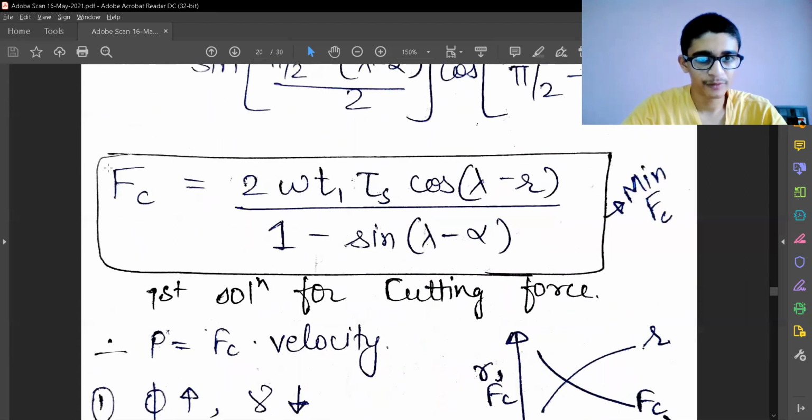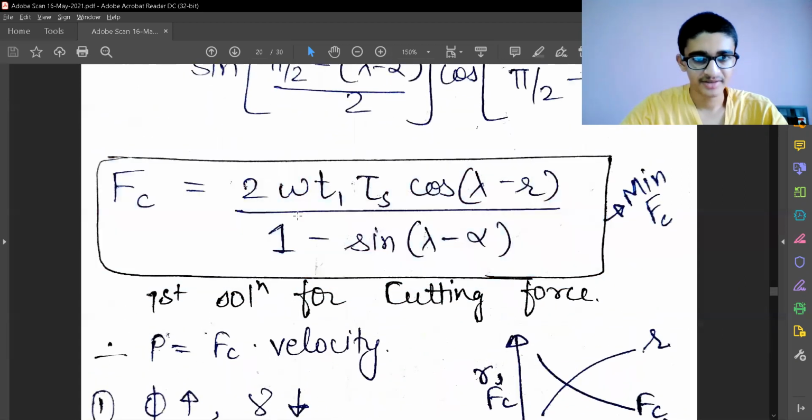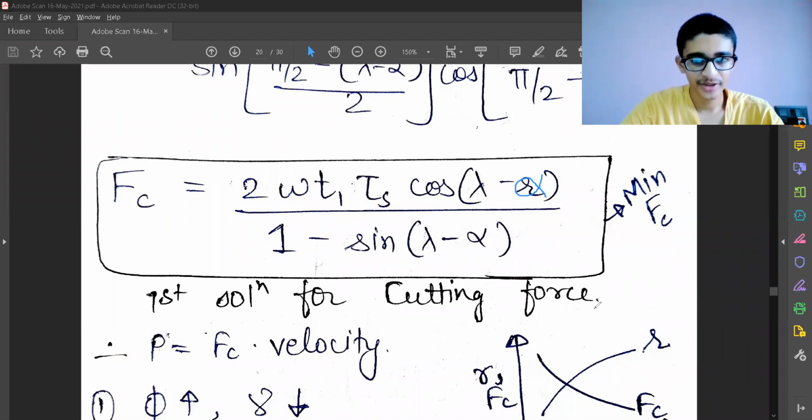So the minimum value of force is this, which is 2 W T1 tau cos of (lambda minus alpha) upon 1 minus sine of (lambda minus alpha). W is the width, T1 is the uncut chip thickness, tau is the shear strength. And this is the first solution for cutting force, that is called Merchant's first solution. And the power we can directly know now, because the minimum force has been evaluated. We can multiply it with the velocity and get the value of the power. So we can stop over here.